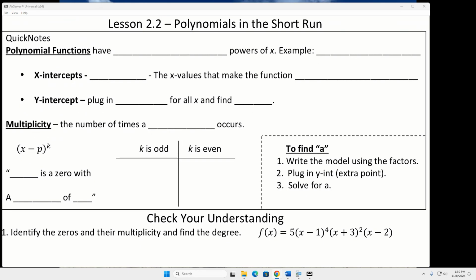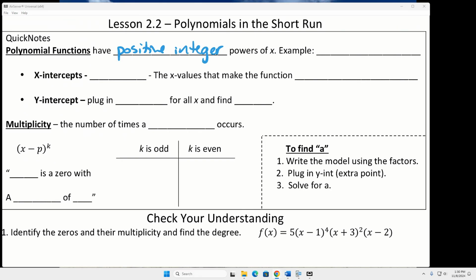All right, so we're going to talk about polynomials for a while. One thing to know about polynomials is they always have positive integer powers or exponents. So what is not an integer? Do y'all know what's not an integer?